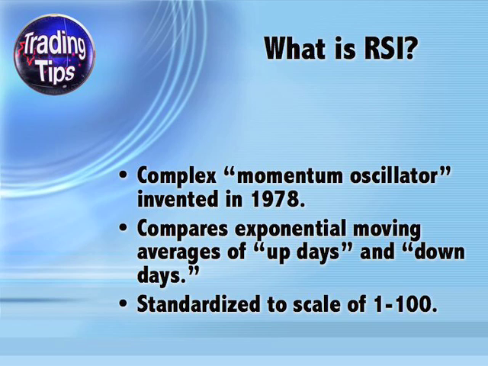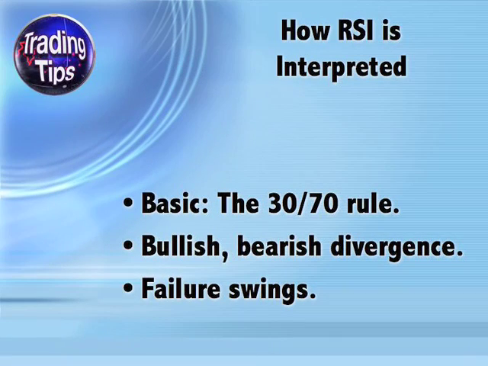This is done by comparing the exponential moving averages of the stock's up days, days on which it closed higher than the previous day, with the exponential moving averages of the stock's down days, days on which the closing price was lower than the previous day's close, and standardizing the number on a scale of 1 to 100 so it's easy to read.